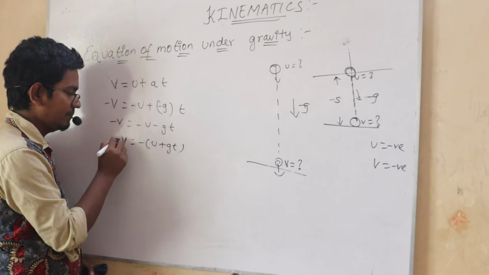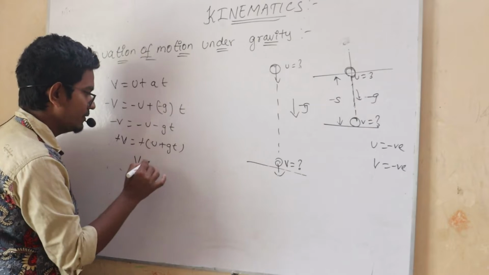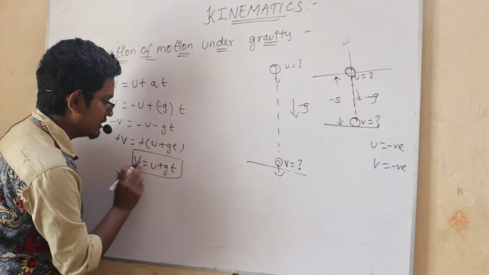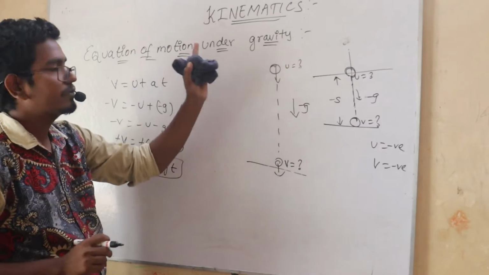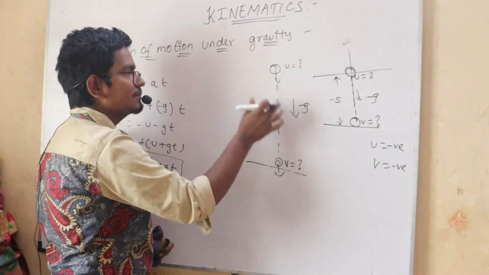Here it will be minus v, so the minus is cancelling out. Then v is equal to u plus gt is the first equation which I got for the equation of motion under gravity. It is my first case.